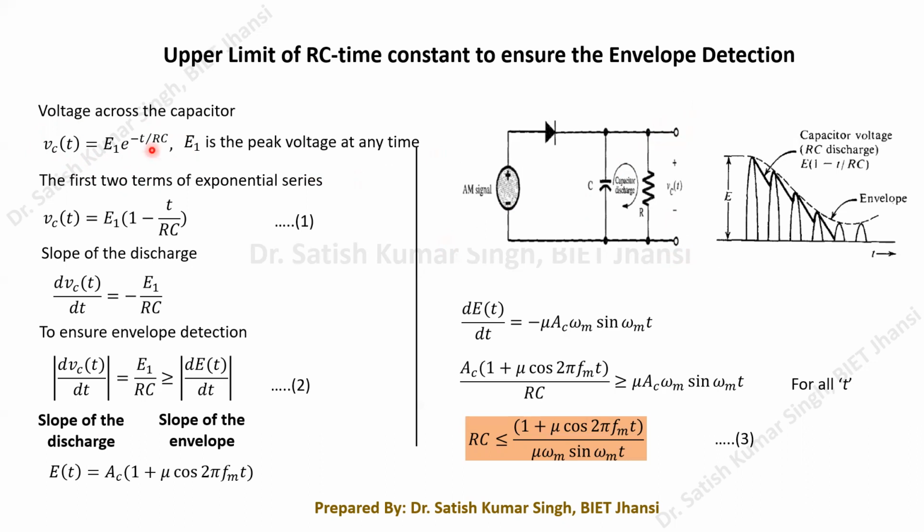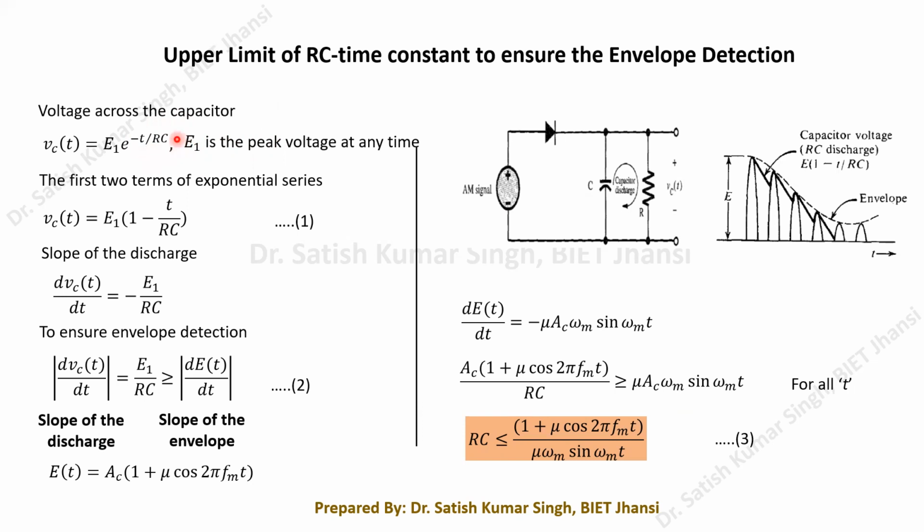Now we can expand this exponential series by Taylor's expansion. In the Taylor series expansion, e to the power minus x can be written as 1 minus x plus x square by 2 factorial minus x cube divided by 3 factorial and so on. Because the RC time constant is much larger than 1 upon fc, this RC value will be very high, so this factor t upon RC will become very small.